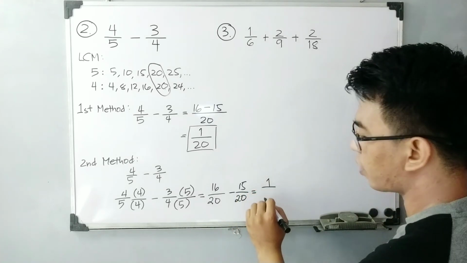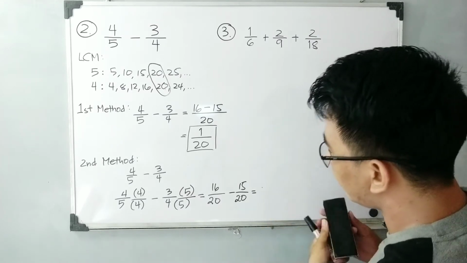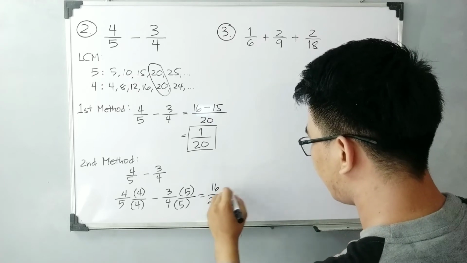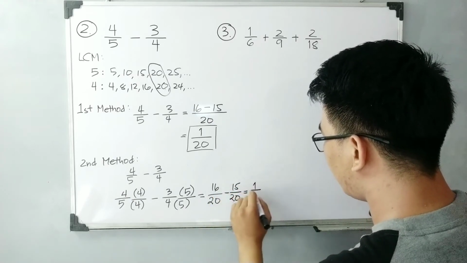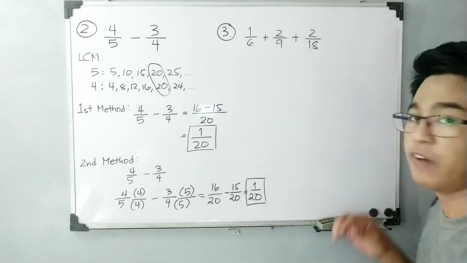1 over, wait lang ha, hintay ka siya. The answer here is simply 1 over 20. We have the same answer using two different methods.